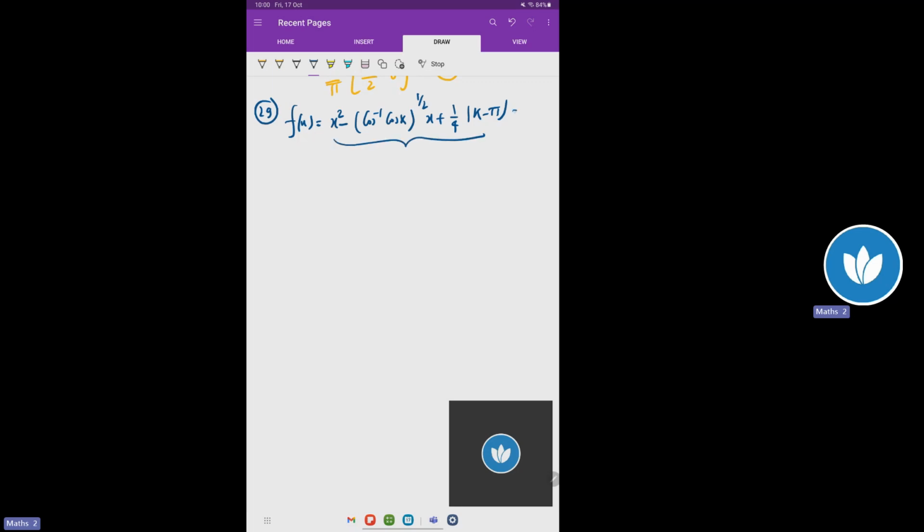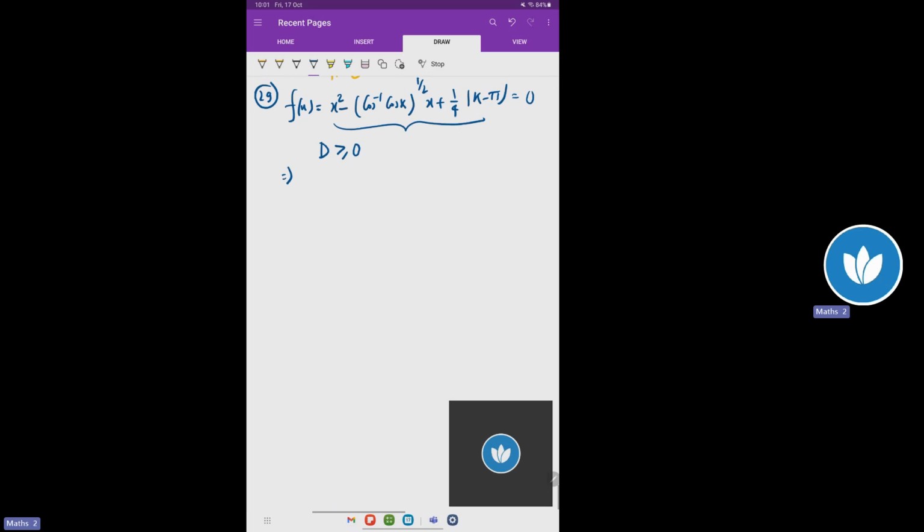If this quadratic should be having two different roots, it means its discriminant has to be greater than or equal to 0, because both can be same also. Its roots should be real actually. So let's put the discriminant condition. So cos inverse cos k whole square minus 4 into mod k minus pi, this should be greater than or equal to 0.